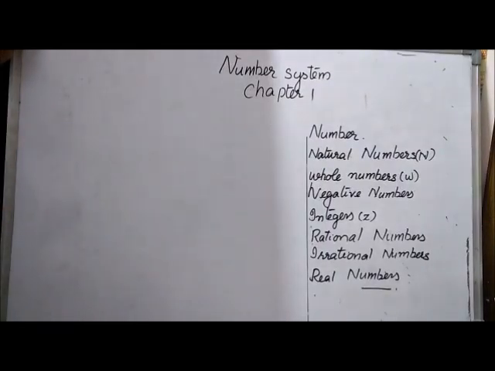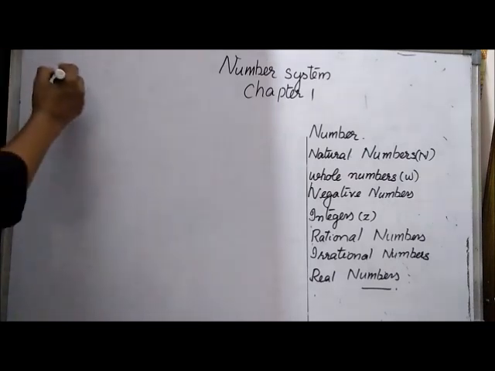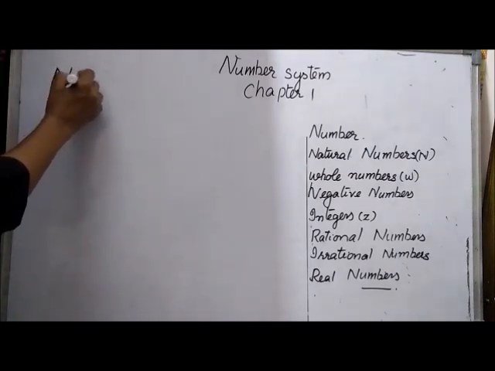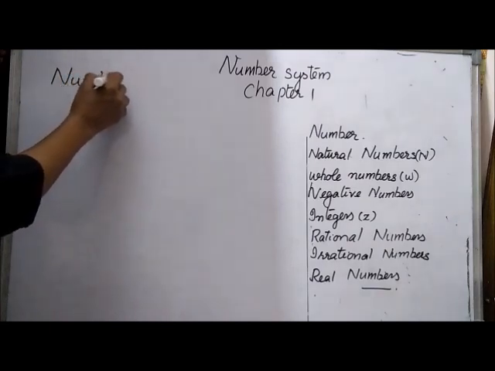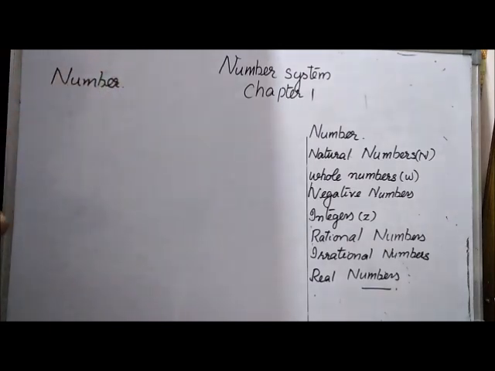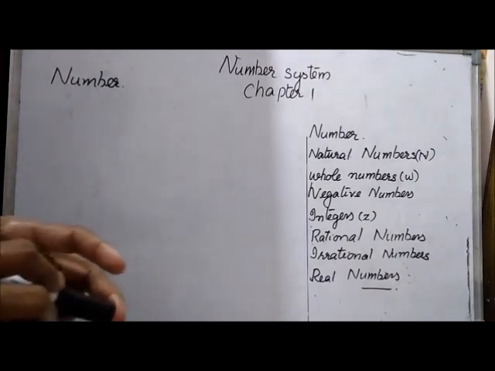Today we start chapter 1, number system. We already know so many types of numbers, that is natural number, whole number, fractions, integers, rational number, etc. We recall all these one. Number. What is meant by number?